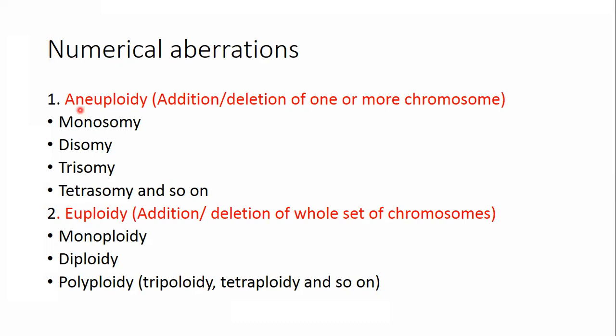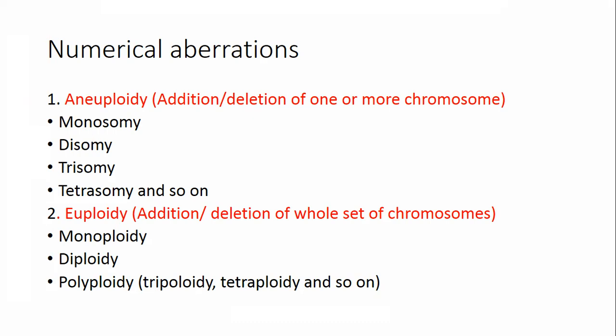So what is aneuploidy? Aneuploidy is addition or deletion of one or more chromosomes in the diploid organism. So if in the diploid genome, one or more chromosomes are added or one or more chromosomes are deleted, then it is known as aneuploidy. Its type is monosomy, in which one chromosome is lost from the diploid genome.